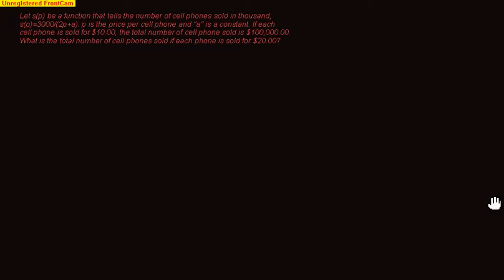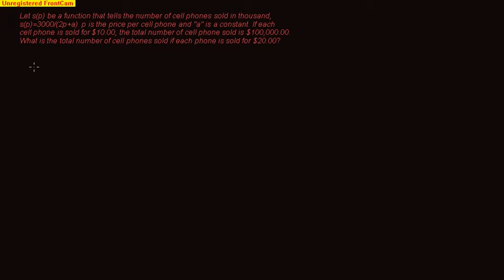Looking at this problem, we don't know exactly where to start, what to do, or where to even look at it for some people. The trick to this problem pretty much is knowing exactly what information is necessary. So let's read it. Let S be a function that tells the number of cell phones sold in thousands. S of p is equal to 3000 over 2p plus a.